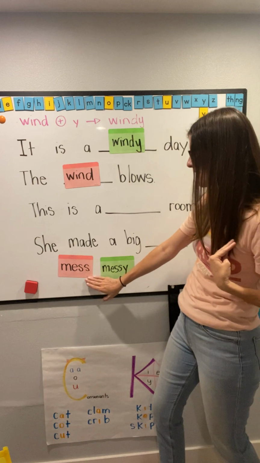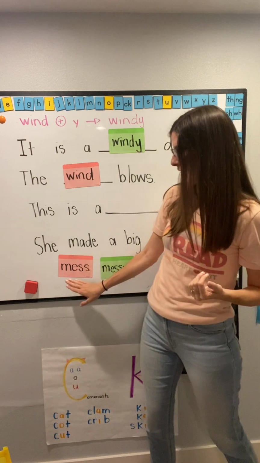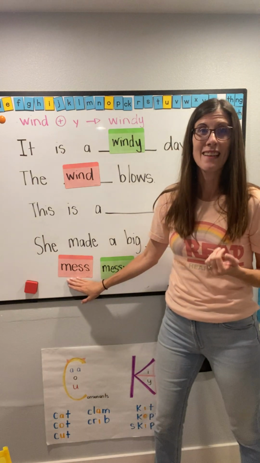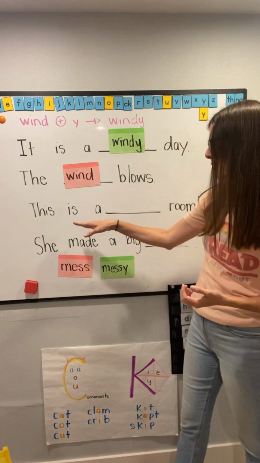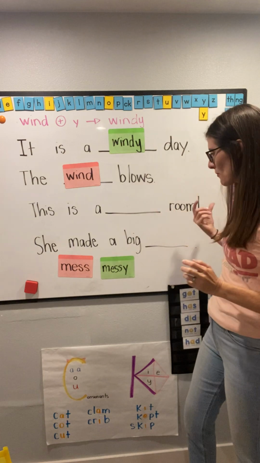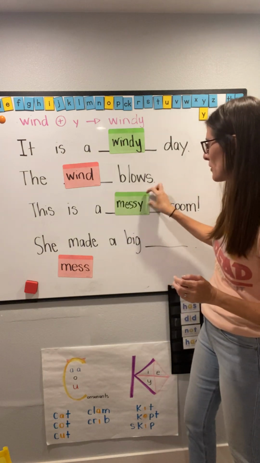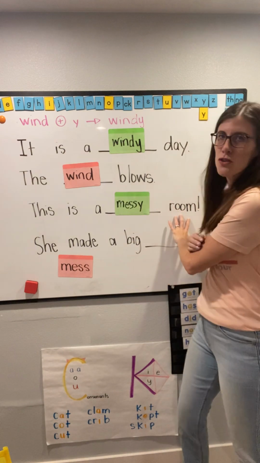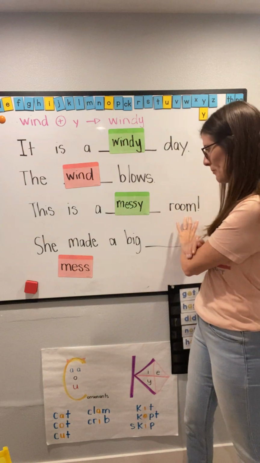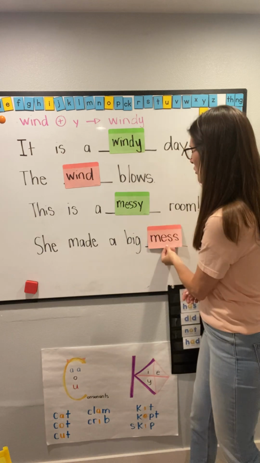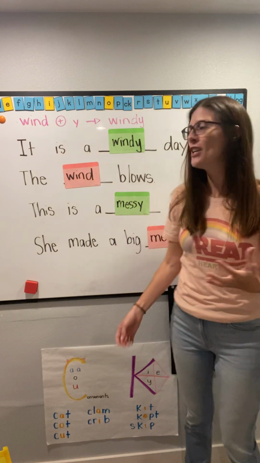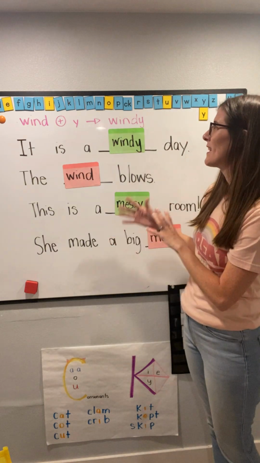We have mess and messy. I'm going to talk about how mess is a noun, it's a thing, and then messy is a describing word. So we have, this is a blank room. This is a messy room. The word messy describes the word room. And then she made a big mess. So it's a thing she made. She made a mess. So you can do all sorts of examples like this.